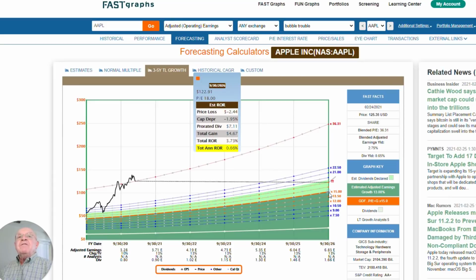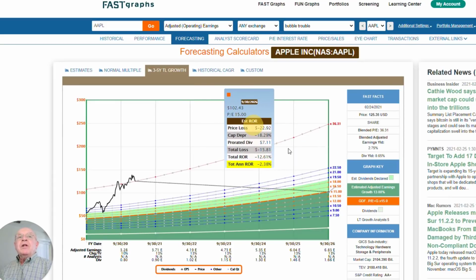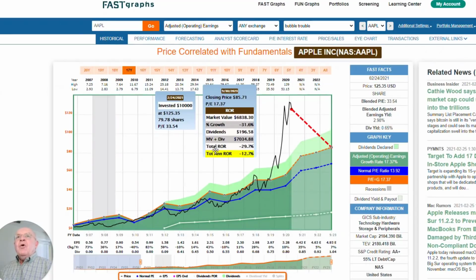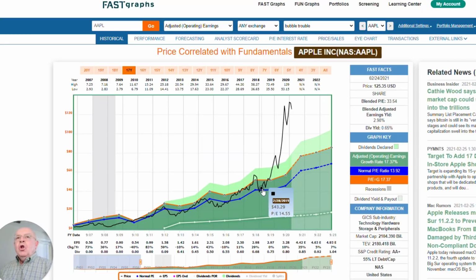If it only traded at 15 times earnings, which I believe 13% growth would actually indicate the fair value should be, it would actually be a negative rate of return over the next several years. So what I want to do, I want to re-examine this again. Before I leave it, I want to say this clearly again. Look how the market has historically valued this company.